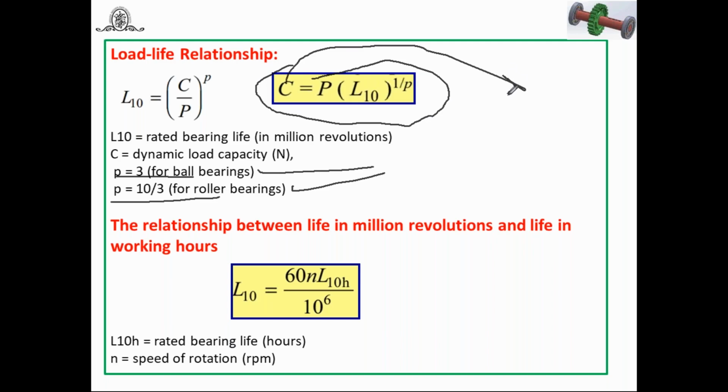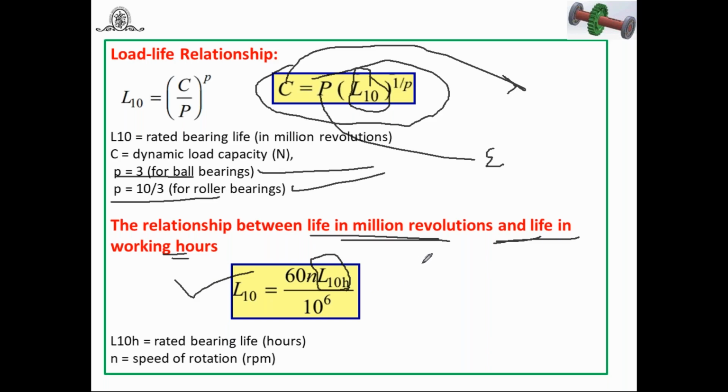Once you have calculated the dynamic load capacity of the bearing, you have to check the manufacturer's catalog, for the bearing you are selecting, how much is the dynamic load. That's why you should know how to calculate it. You have to calculate the equivalent dynamic load, and calculate or decide L10, the rated life of the bearing in million revolutions. If the life of the bearing is given in working hours, there is a relationship between life in million revolutions and life in hours: L10 is equal to 60 into N into L10h, where L10h is life in hours, upon 10 raised to 6. This equation you can use.